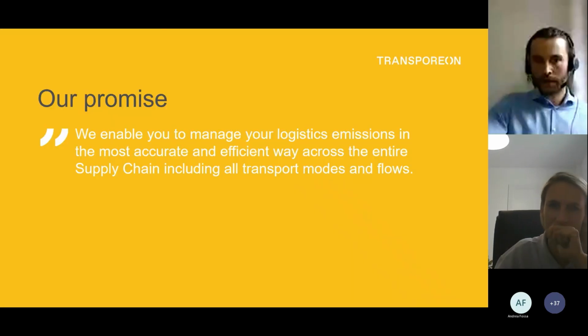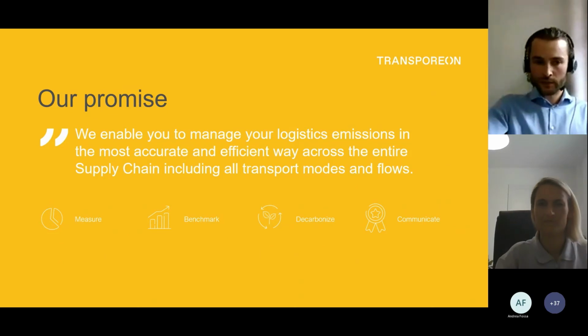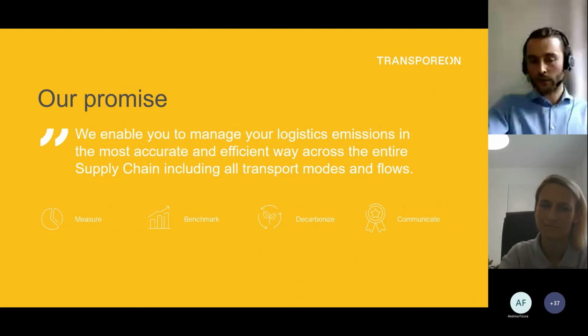And this is the promise that we give with carbon visibility and with our innovations that are about to follow. We enable you to manage your logistics emission in the most accurate and efficient way across the entire supply chain, and do this in 4 steps by measuring first, depending on the data availability in 3 different types, growing you into the most accurate primary data calculations.